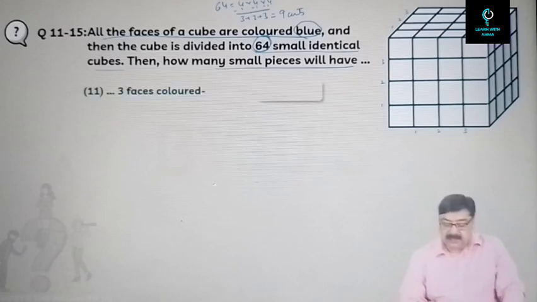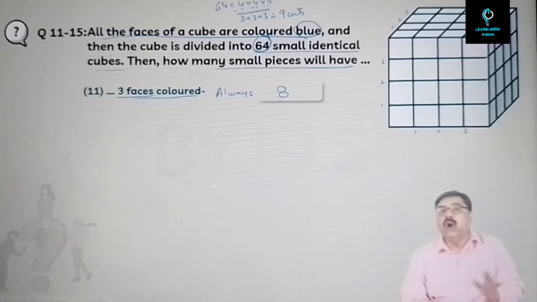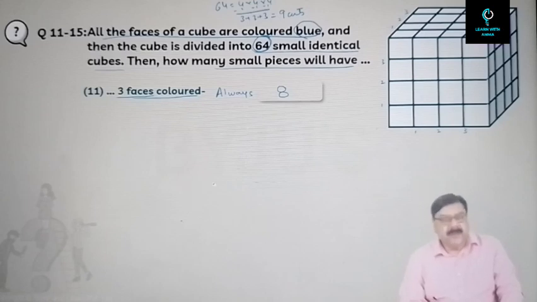Now look at the question here. How many small pieces will have 3 faces colored? Well, always 8, without doubt. So it is always 8 because there are 8 corners. So these 3 faces colored will be the corner cubes, and there are always 8 corners to a cube. So these are corner cubes, which will always be 8.